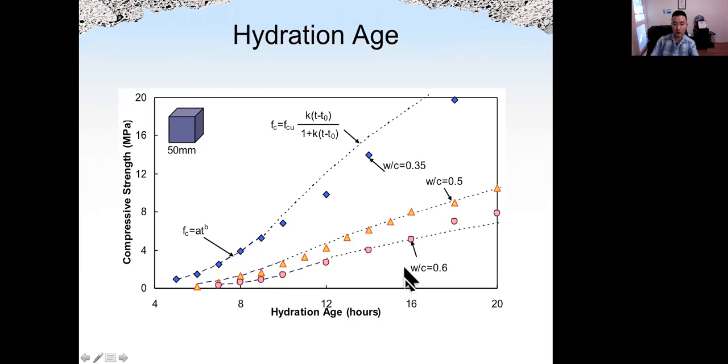Okay, so we can see more clearly from this curve. Also, for the first day, when the water cement ratio is higher, the slope is flatter, which means the strength development will be slower, compared to a water cement ratio of 0.35. So we have a steeper slope, so the strength increase will be faster. However, at all water cement ratios, as age increases, the strength will also increase.